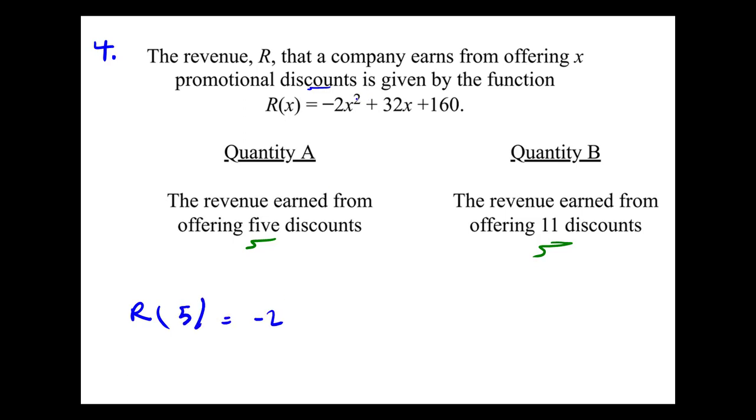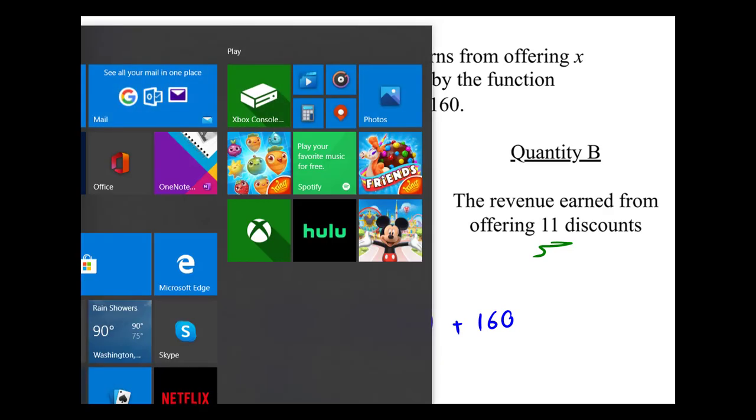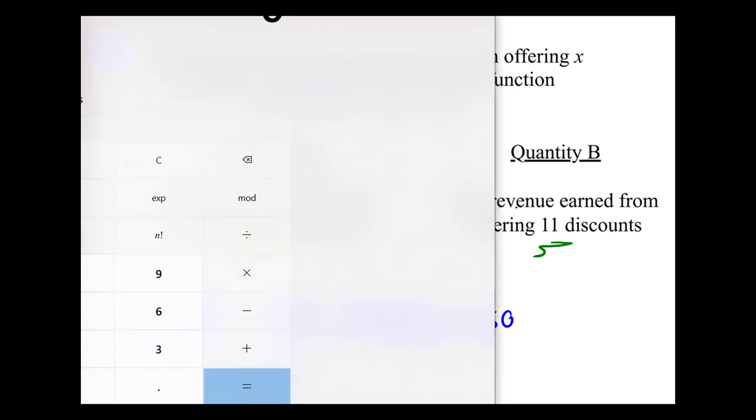So R of 5 is minus 2 times 5 squared, which is 25. So 2 times 25 is 50. It's minus 50 plus 32 times 5 plus 160. What about R of 11? R of 11 is minus 2 times 11 squared. We should use a calculator. If you don't know, let me open the calculator.